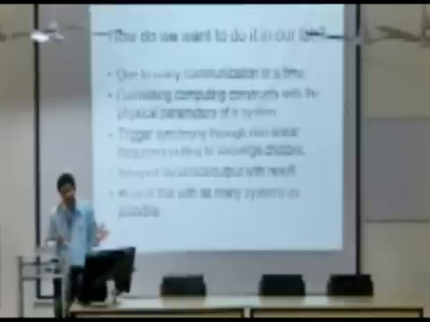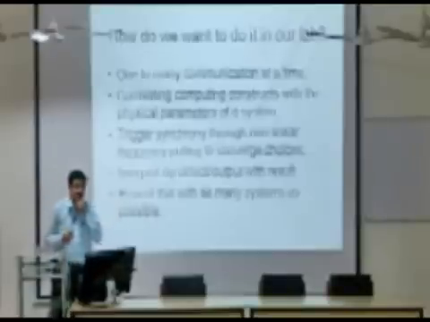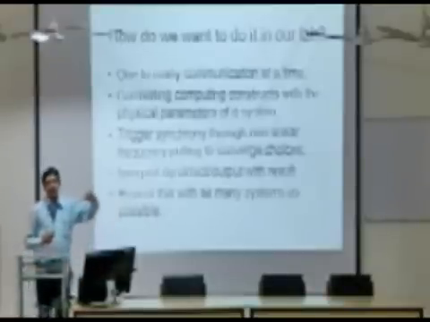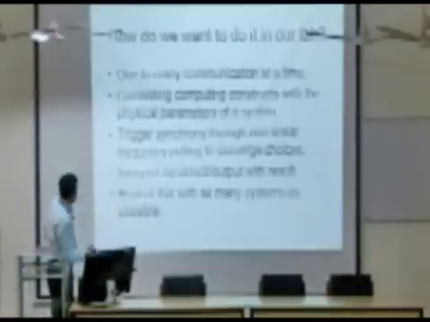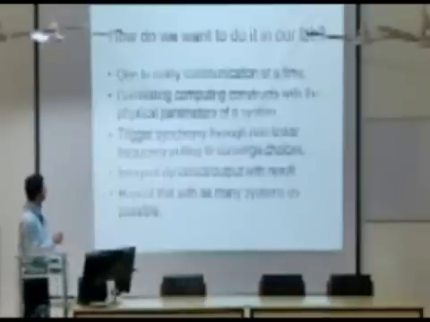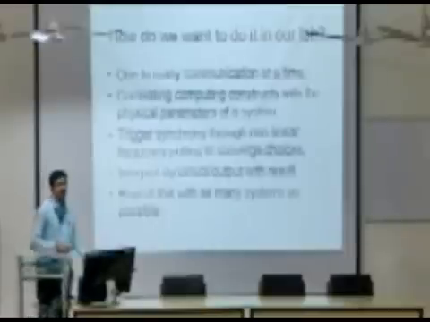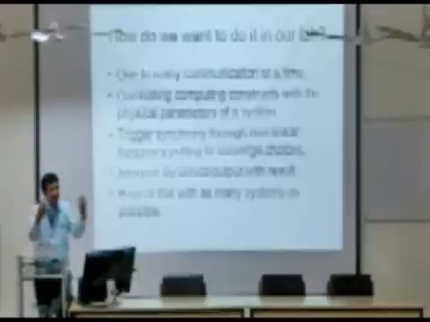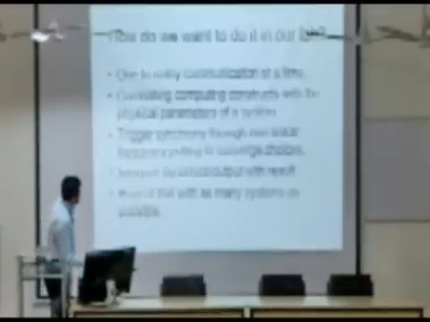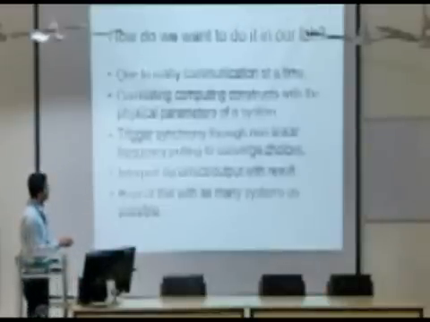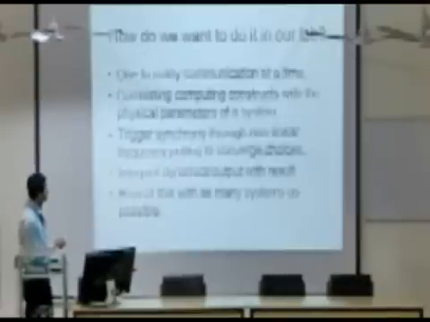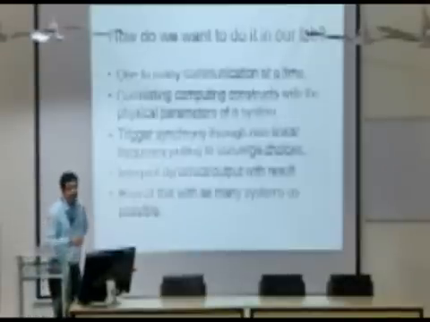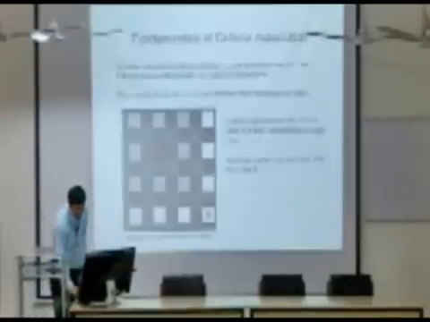So correlation rules, in our case, it is cellular automaton and Voronoi decomposition that we think is the easiest way to practically realize. And we trigger synchrony through nonlinear frequency pooling to convert choices. So we make the switches such that they will oscillate like neurons and they will converge. So we just try to replicate the way the brain is operating. Interpret dynamics or output with the result. Repeat this with as many systems as possible. And then this is a complete overview of the thing.